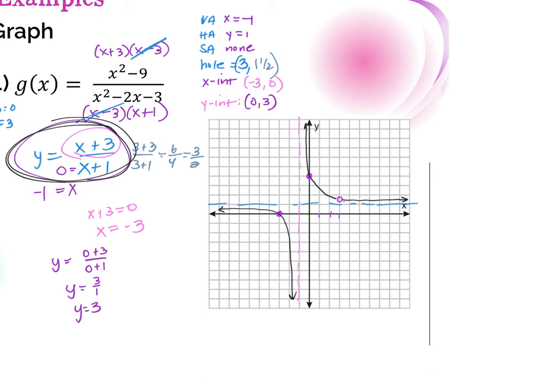Say again? Oh, I put it at 4. This should be 3. Thank you. Put it too high. So it should be there. Not there.